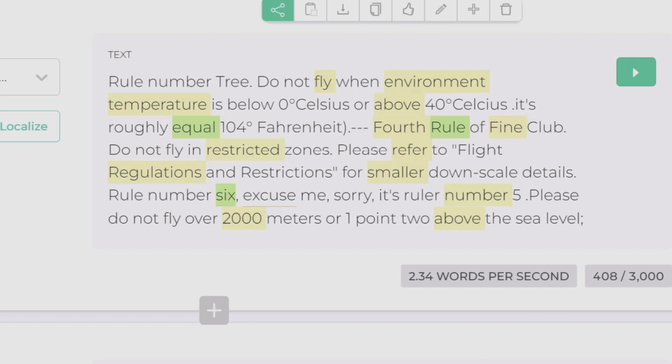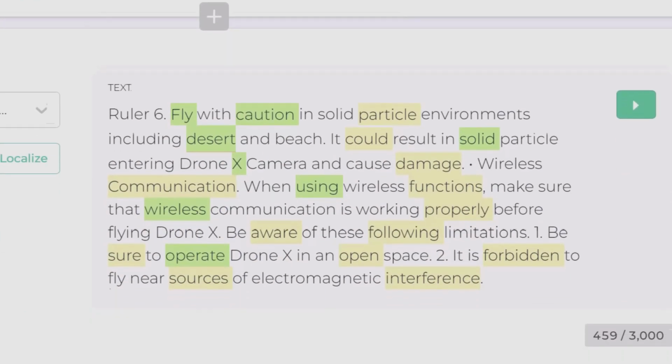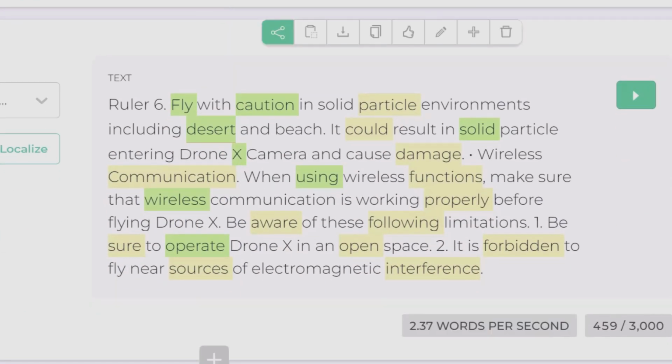Rule number 5. Please do not fly over 2,000 meters above sea level. Rule 6. Fly with caution in solid particle environments including desert and beach. It could result in solid particles entering the Drone X camera and causing damage.